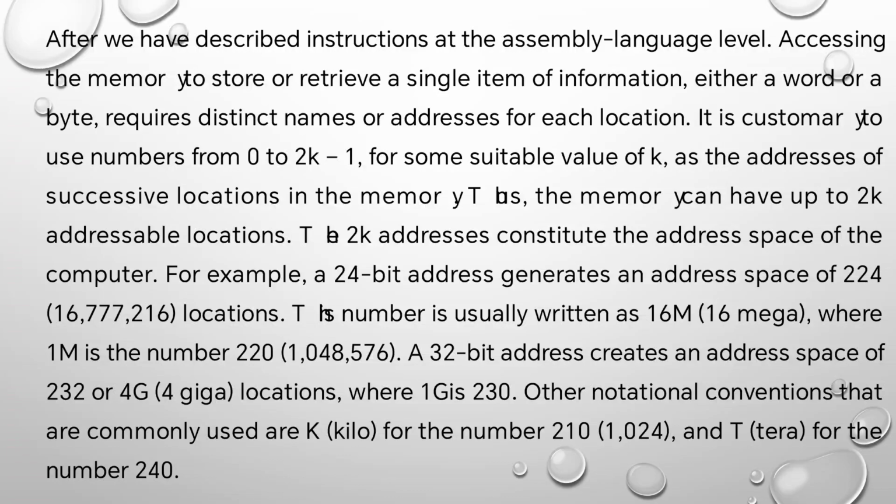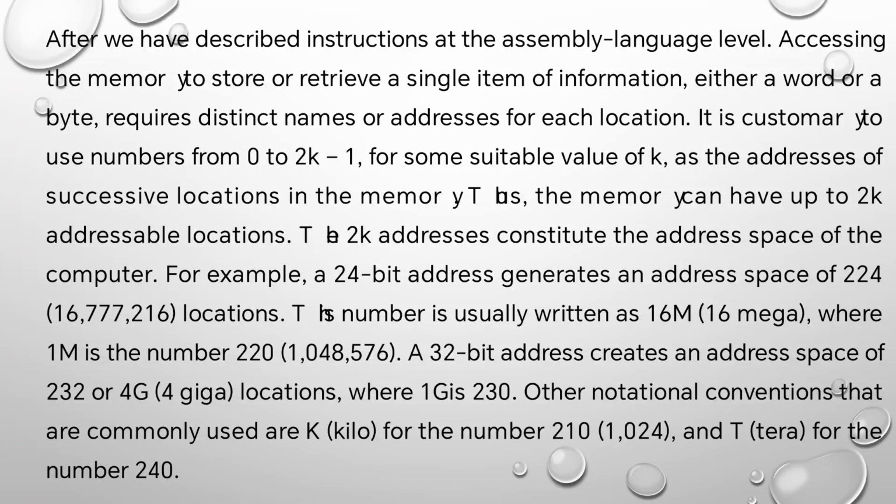For example, a 24-bit address generates an address space of 2^24 locations. This number is usually written as 16M, where 1M (mega) is the number 2^20. A 32-bit address creates an address space of 2^32, that is 4G (giga) locations, where 1G is 2^30. Other notational conversions that are commonly used are K, that is kilo, for the number 2^10, and T, tera, for the number 2^40.